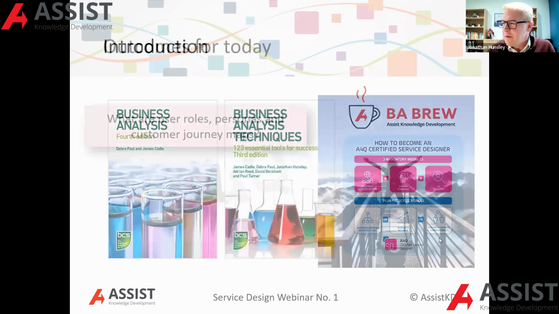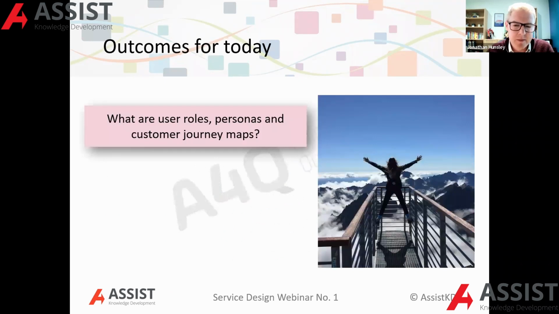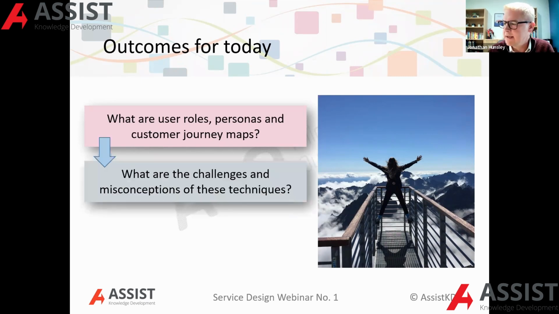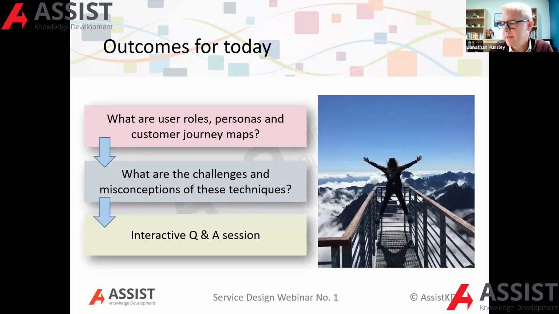Let's move on then. Outcomes for today. So when you're looking at this world of service design, you've got to think about the customer and you've got to think about outcomes always. So I thought I'd start with outcomes. The outcomes of today: we're going to look at, well, what are these three techniques? We're going to look at the challenges and misconceptions in the use of the techniques. And I'm hoping that stems some ideas ready for the panel discussion towards the end of the webinar. And obviously we've got that panel discussion at the end.